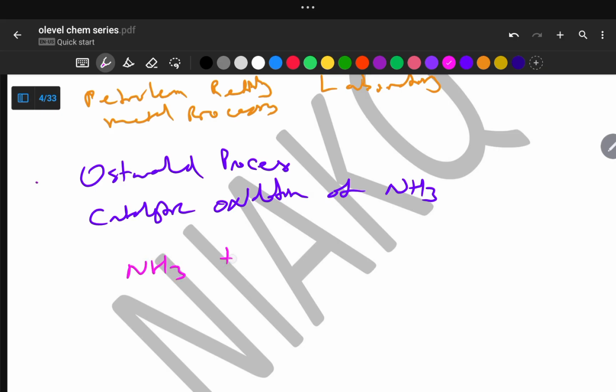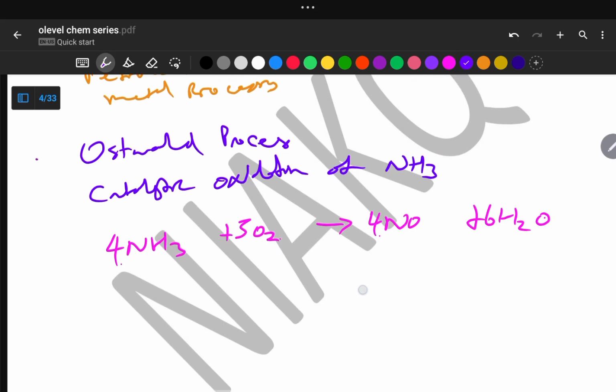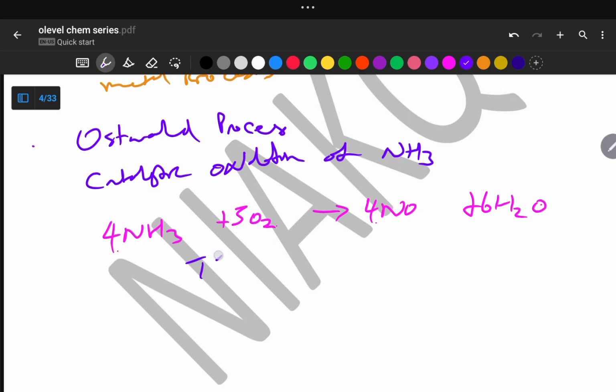It's ammonia plus oxygen to give nitrogen monoxide or nitric oxide plus water. And to balance this reaction, we are going to have 4 moles here, and then 4 moles there, and then we are going to have 5 here, and then 6 there.